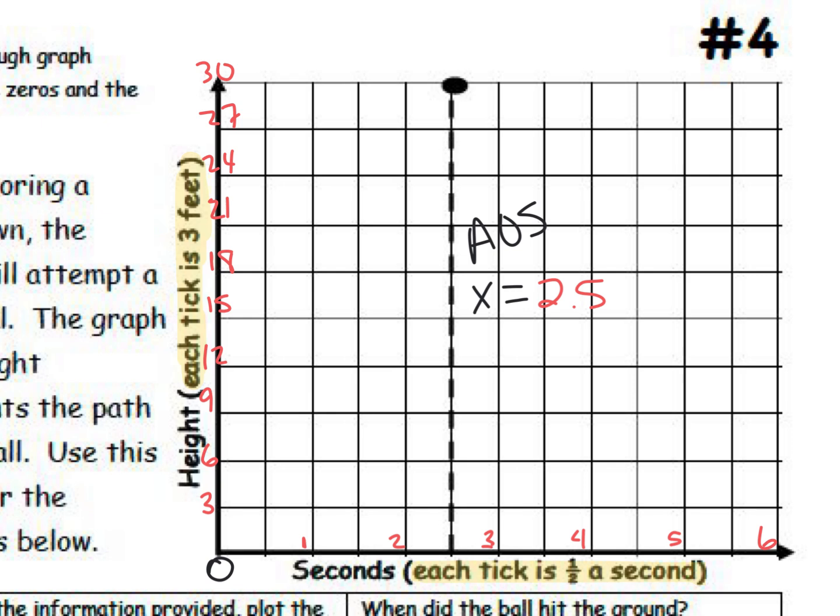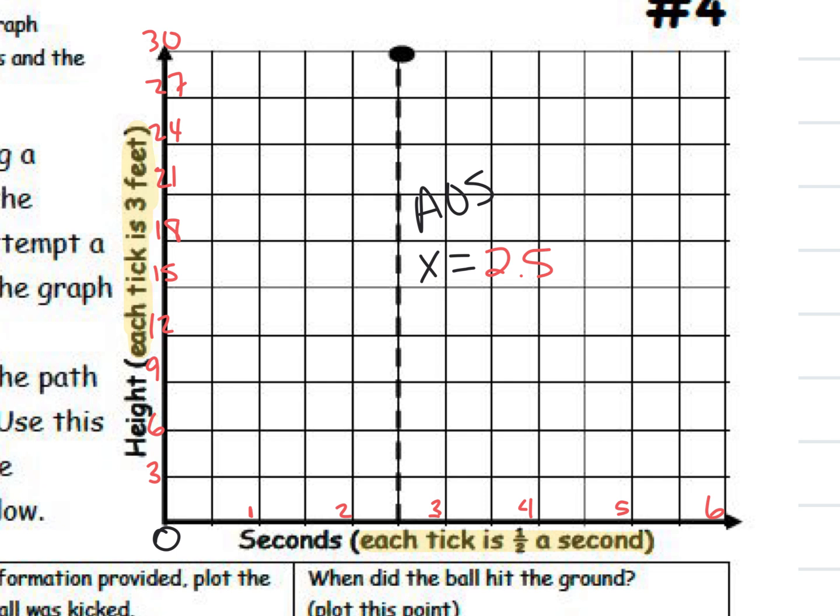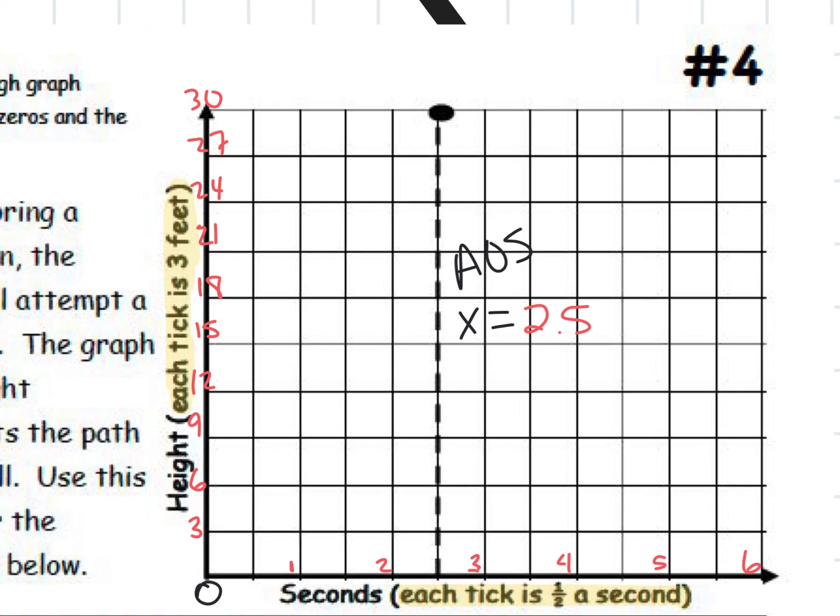Is there anything else we can tell from this graph before we start answering any questions? We said the axis of symmetry is x equals 2.5. Is there anything else we can tell? Maybe the vertex? What do we think? Yes. What's the vertex? 2.5, 30.